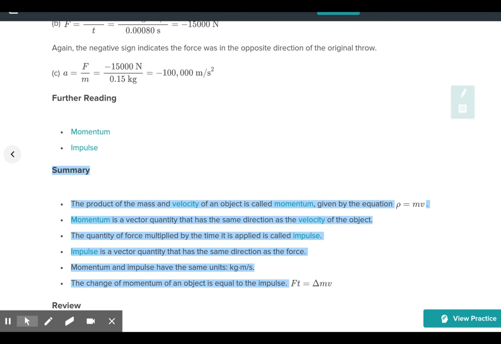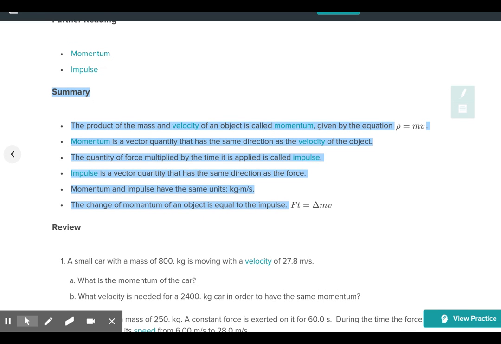So let's look at the summary. Today, the product of the mass and velocity of an object is called momentum, given by the equation momentum equals m times v. Momentum is a vector which has the same direction as the velocity. The quantity of a force times the time is called impulse, and impulse is also the change in momentum, which is final momentum minus initial momentum. It has the same direction as the applied force. And both momentum and impulse have the same unit, kilogram times meter per second.